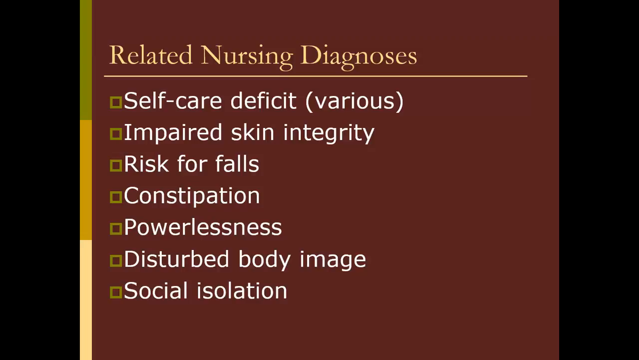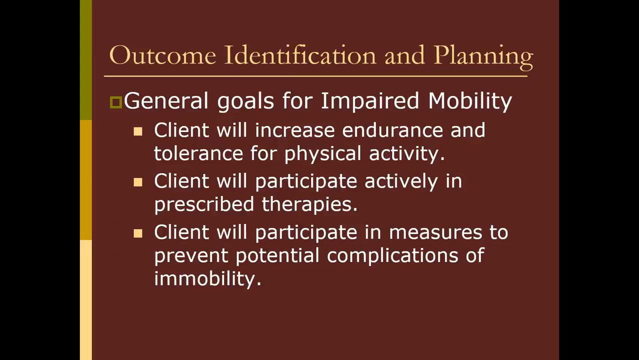Once we have our diagnosis, the next step is outcome identification and planning. Here are some general goals that would be related to impaired mobility. Of course, if you were going to use these for a patient, you would want to make them SMART: specific, measurable, appropriate, realistic, and timely.